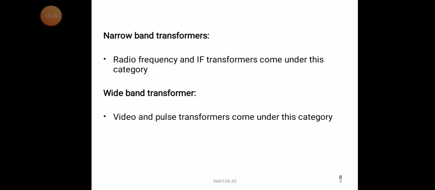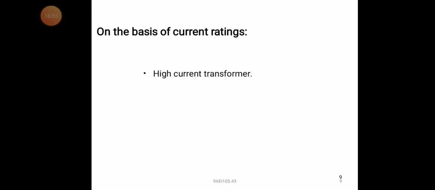This classification is based on the frequency of the transformer. First one is the power transformer, second one is the audio frequency transformer, next is the narrow band transformer, and the last one is the wide band transformer. Next is the classification on the basis of current ratings. If we have high current, the transformer is called a high current transformer. Next is the low current transformer. If the current is low, it is called a low current transformer.